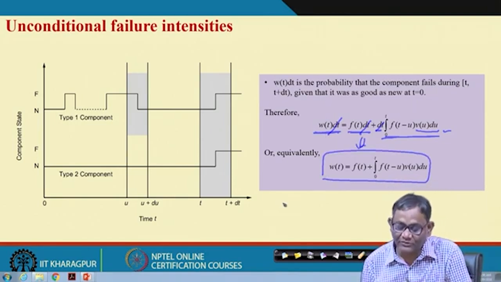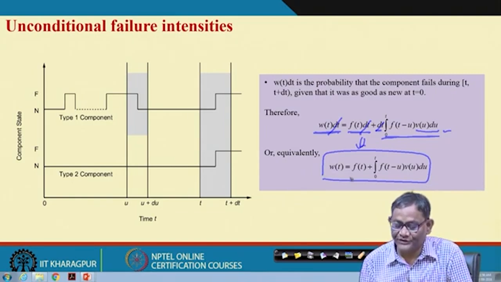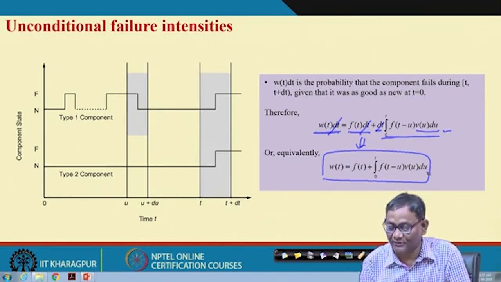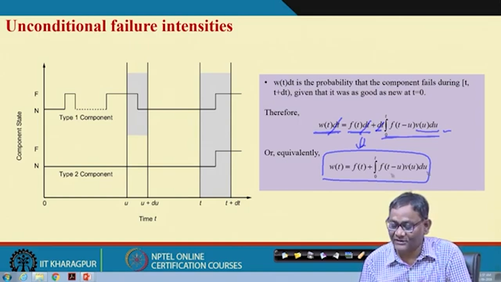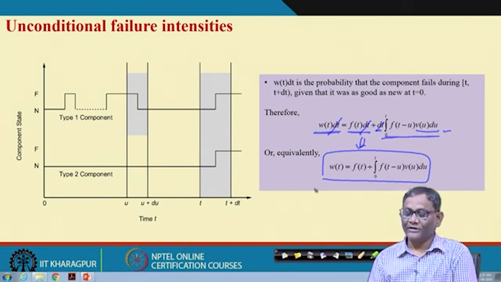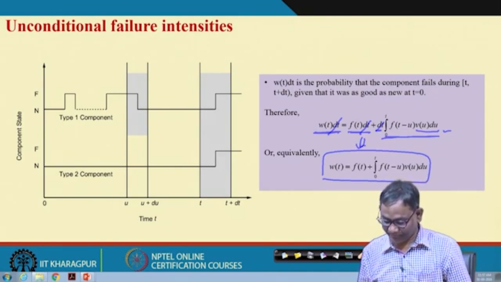That means, what is w(t)? w(t) is the unconditional failure intensity, which is equal to f(t) plus the integral from 0 to t of f(t minus u) v(u) du. Now, there may be a situation: what will happen if it is non-repairable? In the non-repairable case, the second component does not exist. So accordingly the equation will be w(t) equal to f(t).